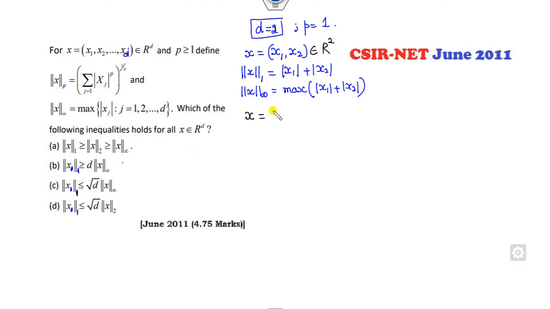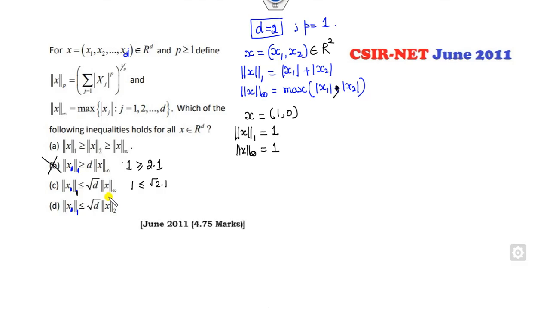Choose any value. The smallest one, I can choose (1, 0). Then what is the value of the norm 1? 1 plus 0 is 1. The norm, the maximum of 1 comma 0, is again 1. So we can check: 1, is it greater than root 2 times 1? No, this option is cancelled. Look at this option: 1 is less than root 2 into 1. But we can't say, because this is a counter example, we always discard the option.